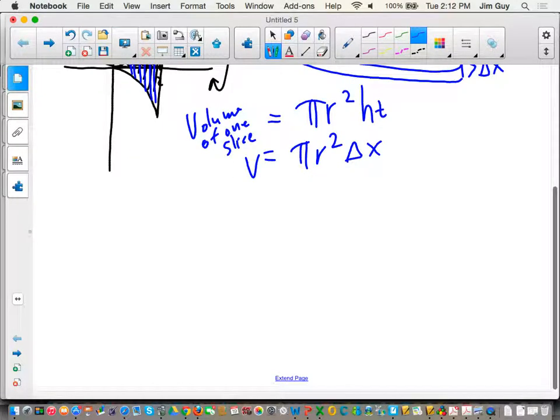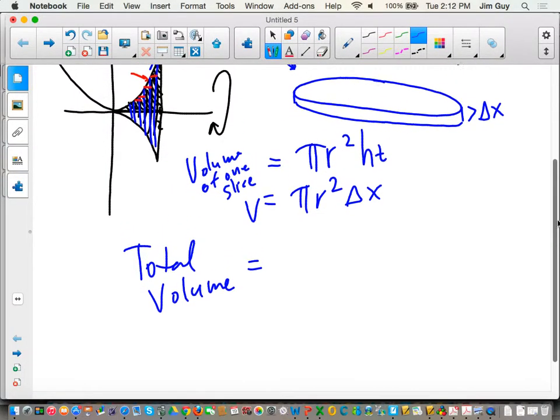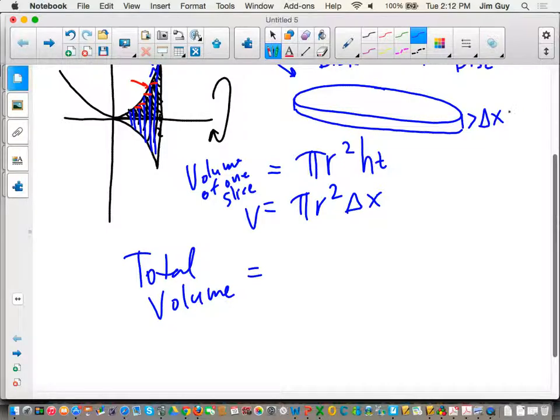The total volume: how do we add up all the slices? How do we add up all the boxes for area? What would we do? Oh, I just had a question. Is h just height? That's the height of our cylinder. How do we add up all the boxes when we did area? The sum. We want to take the sum of all these boxes as delta x approaches 0. That is the definition of the integral. That's what it's all about.